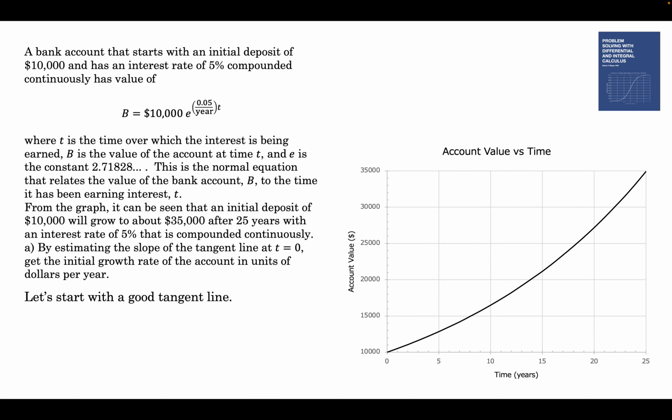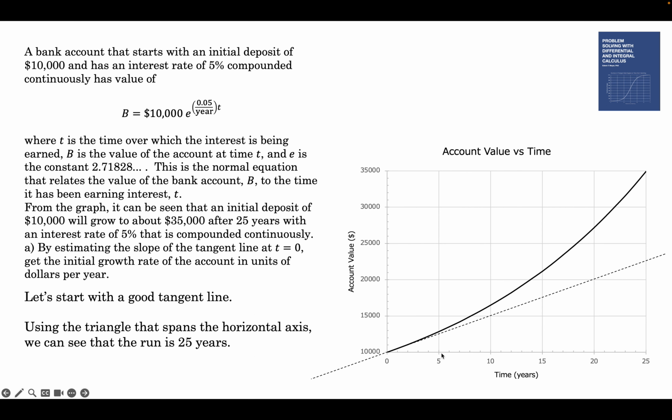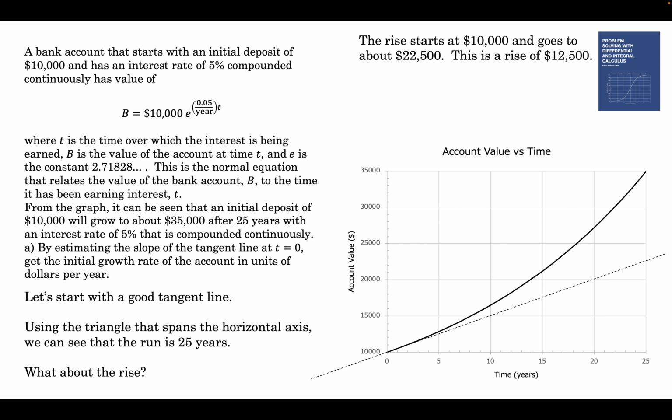Let's start with the tangent line at time equals 0. Be bold all the way across. The run is easy. We're going to use that triangle. 25 years goes across the whole graph. Now I have to get the rise. Starts at 10,000. Goes up to, looks like, 22.5. So the rise is 12.5 from 10 to 22.5. And if we calculate the slope, we get $500 per year. The rate of growth is $500 per year. On to part B.